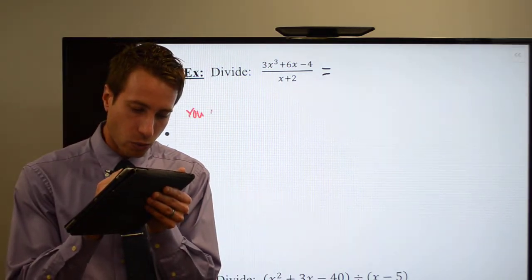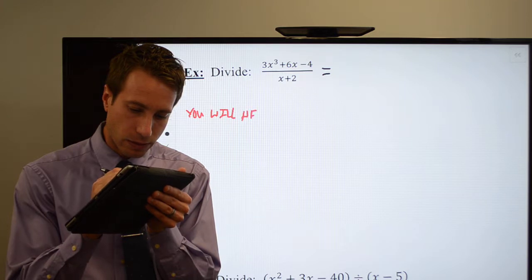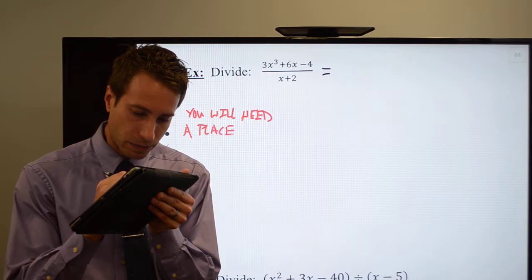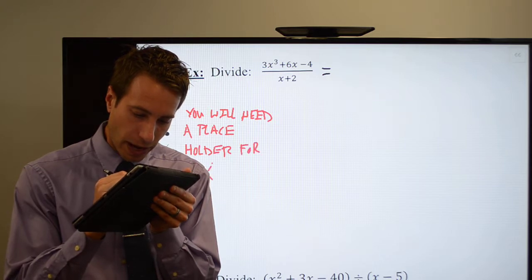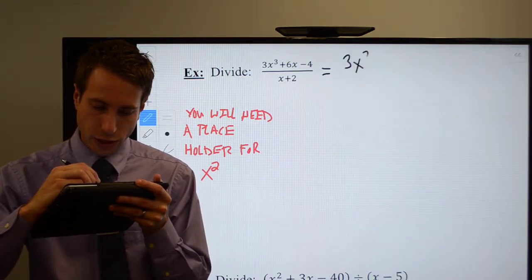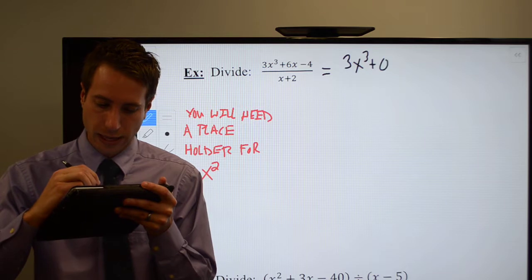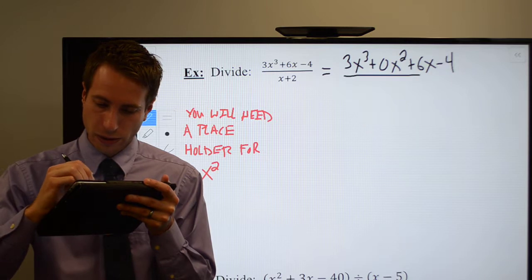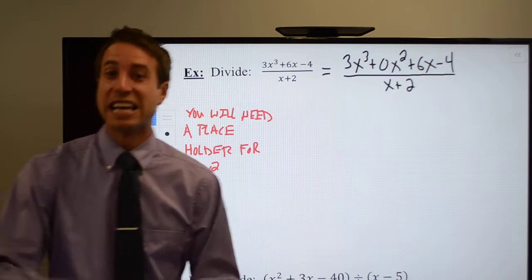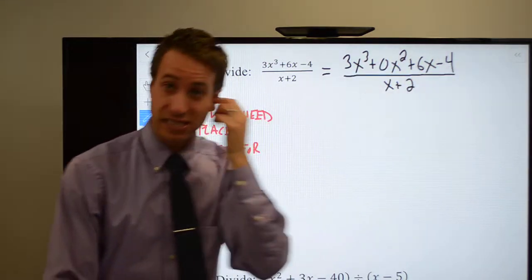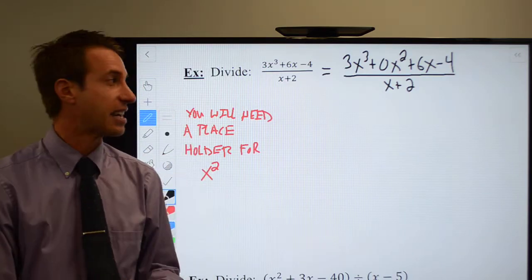You will need a placeholder for x squared. So here's your new problem. Let's rewrite this. 3x cubed plus, remember we're going to use a coefficient of 0, 0x squared plus 6x minus 4, all divided by x plus 2. Now every power of x is represented in my problem. 3, 2, 1, 0. Starting with the highest power of x that I was given.